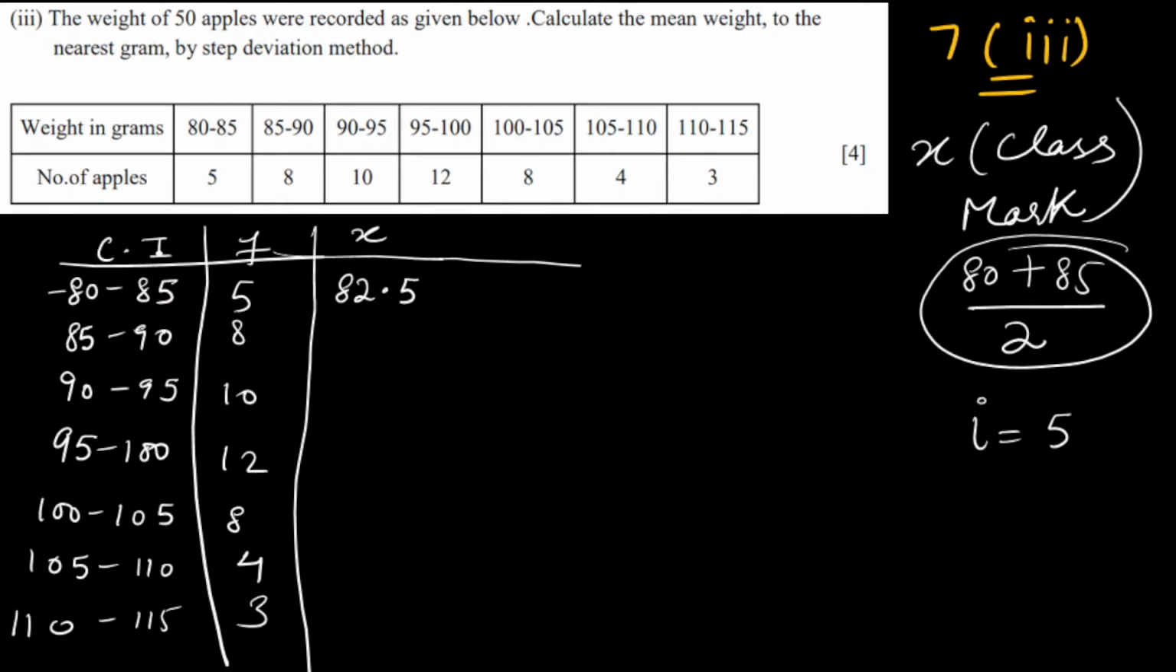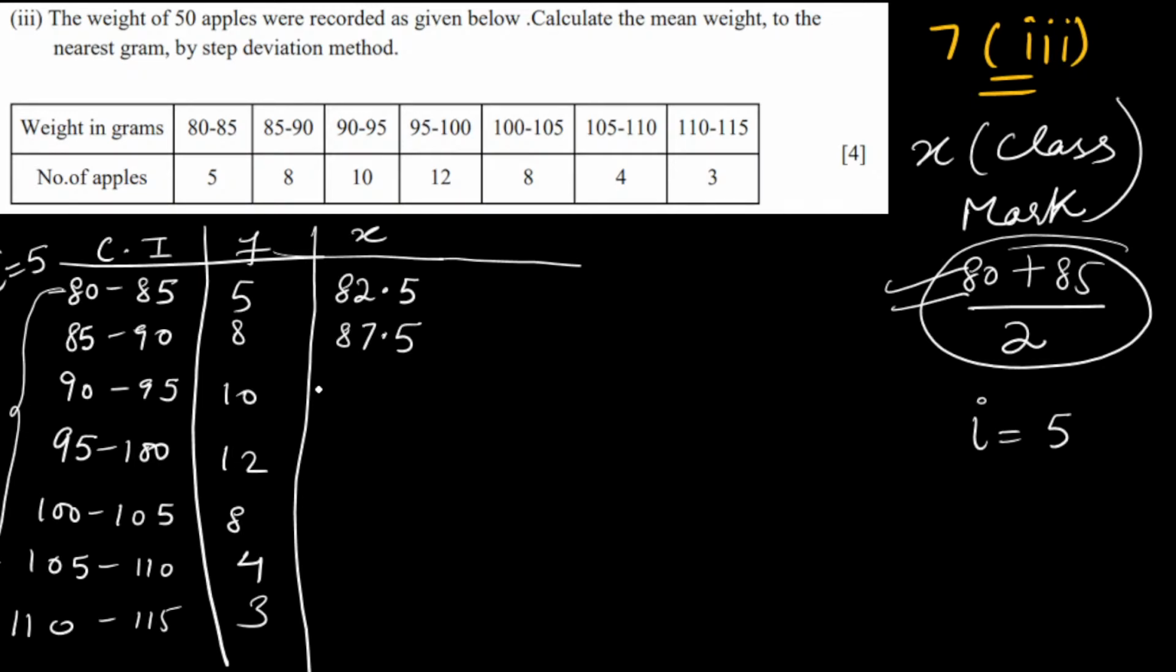You can see here 80 to 85 difference is 5, 85 to 90 difference is 5, 90 to 95 difference is 5. So the class size, that means the difference in the interval, is equal to 5. So the first class mark you can find by using this method. Other than that, you keep on adding 5, 5, 5. If you add 5 in that, it will become 87.5.